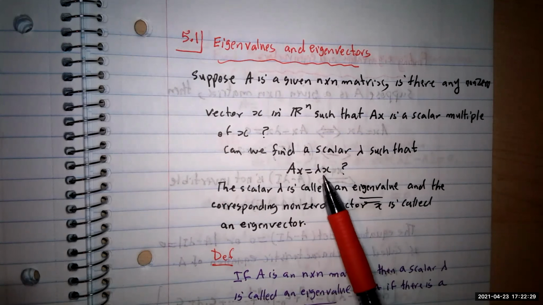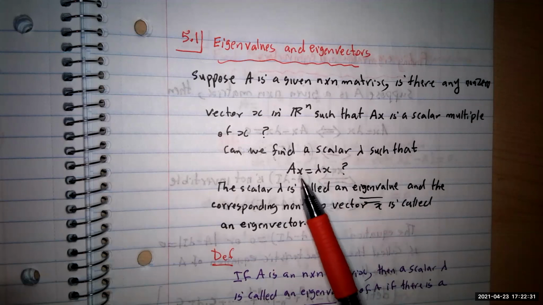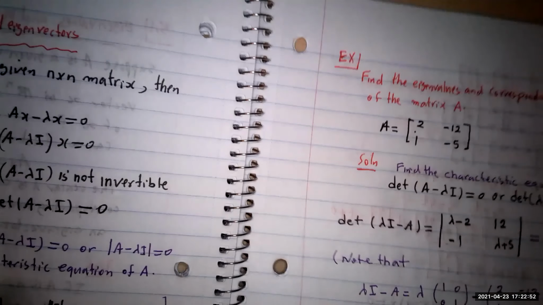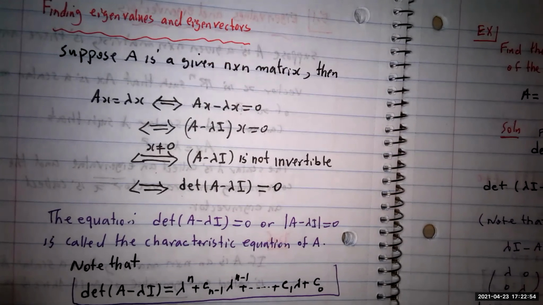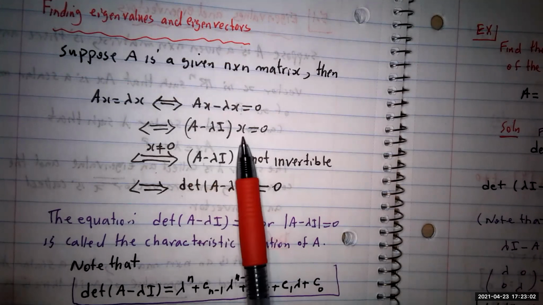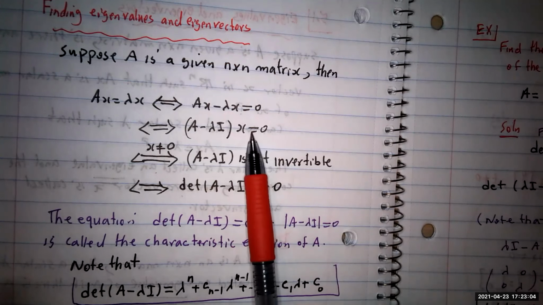If you have this condition and x is a non-zero vector, lambda is going to be called an eigenvalue and x is its corresponding eigenvector. So the question was how we're going to find it. We move it to the other side. If you would like to have Ax equal to lambda x, you move it to the other side and you get this system equal to 0.